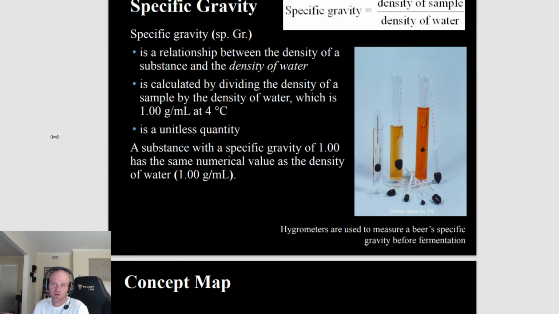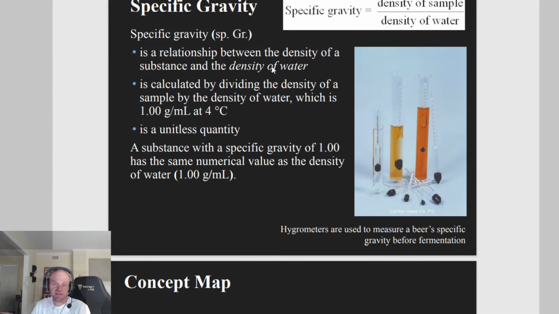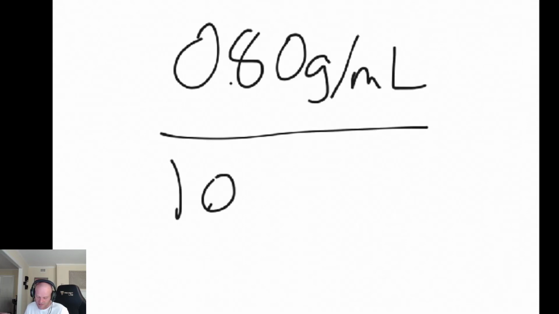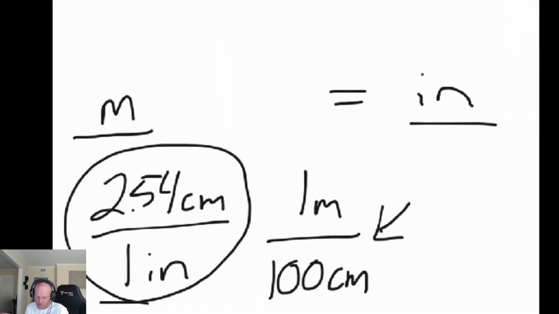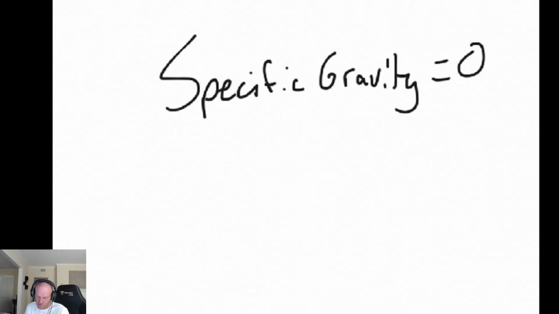Oil, for example, is usually less dense than water. Let's say oil has a density of 0.80 grams per milliliter, and then water, we said, has a density of 1 gram per milliliter. So then oil is less dense than water, and my specific gravity would be 0.8. And it doesn't have any units.